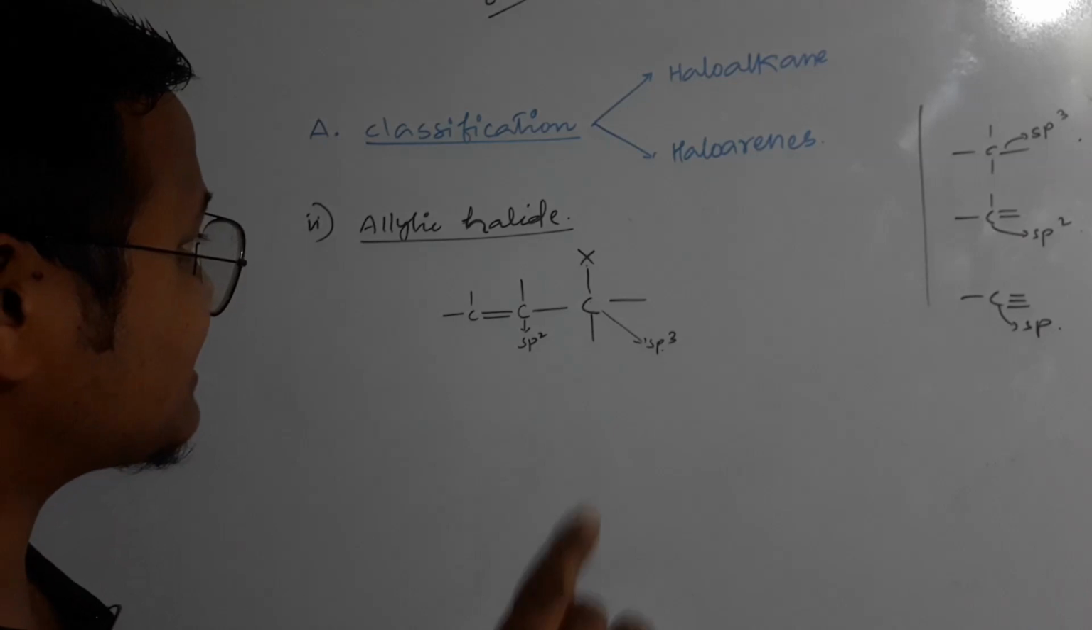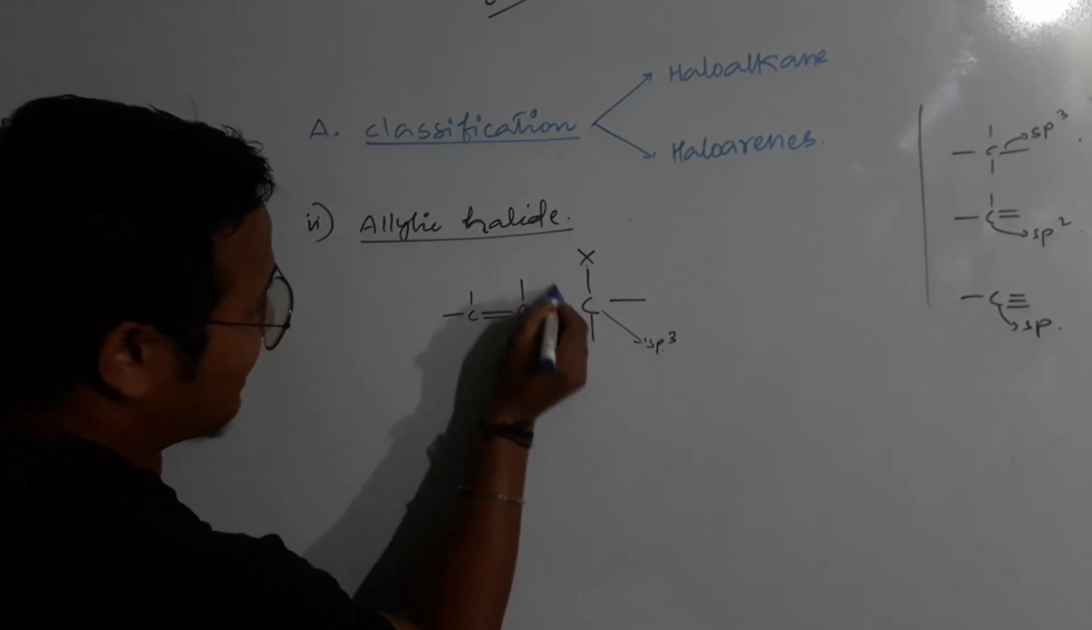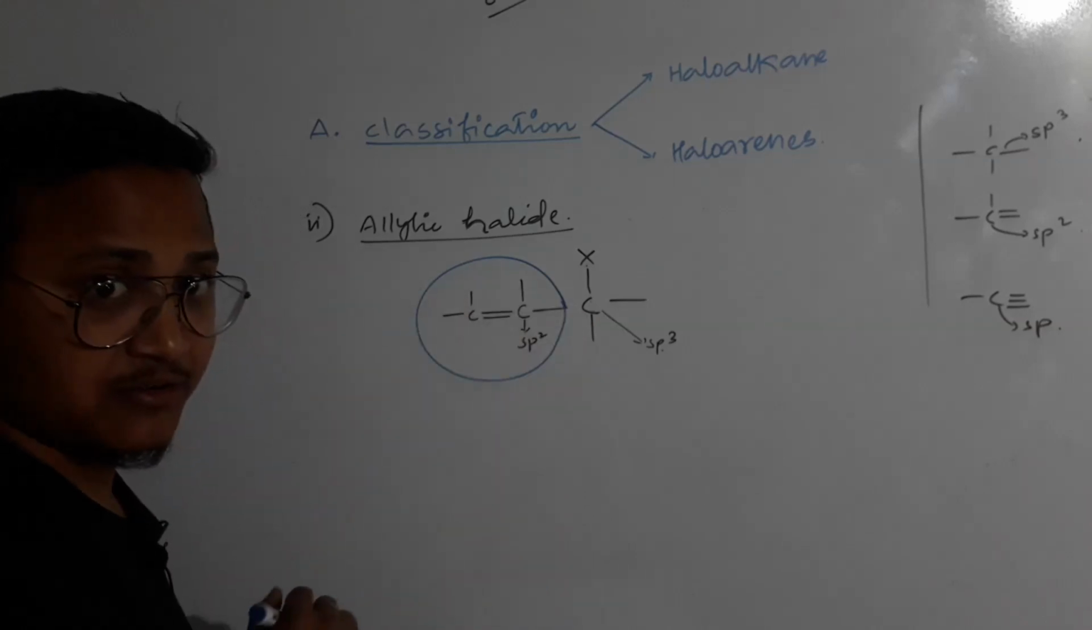And you know what? This can also be 1 degree, 2 degree and 3 degree. How? Look at here. Because one of the valencies of the carbon is already in the carbon chain, right? So it is what?